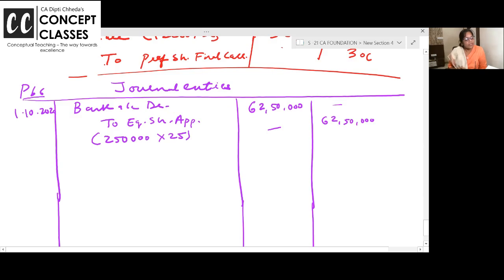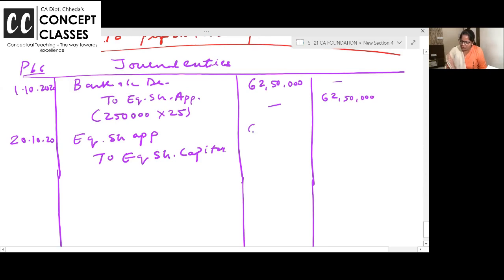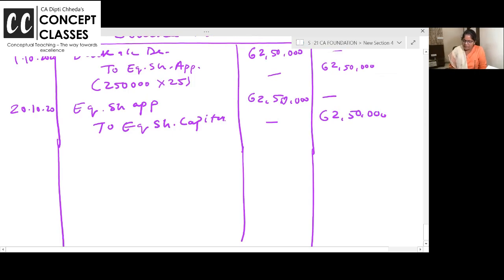What is the date of the allotment? The shares were allotted on 28th of October. The day shares are allotted, application is to be transferred to equity share capital. First you have received application, and we don't know whether we will accept or reject. Now we have accepted and allotted the shares. So we transfer equity share application, debit to equity share capital account.